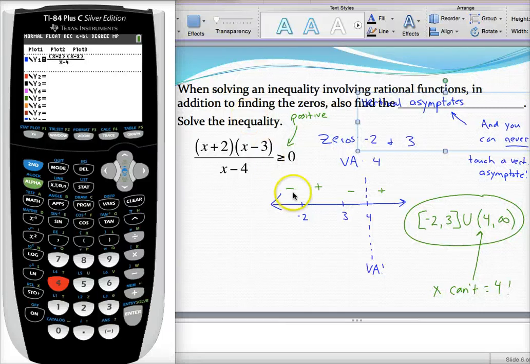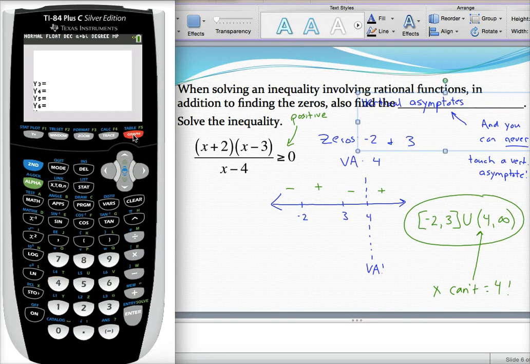All right, so now that we have our zeros and our vertical asymptote on our number line, let's go ahead and take a look at the graph and the table to determine the intervals where the graph is above the x-axis or below the x-axis. Keep in mind, if you don't have a newer calculator where you can do fractions, make sure you have a double set of parentheses around the numerator and make sure your denominator is in parentheses as well.